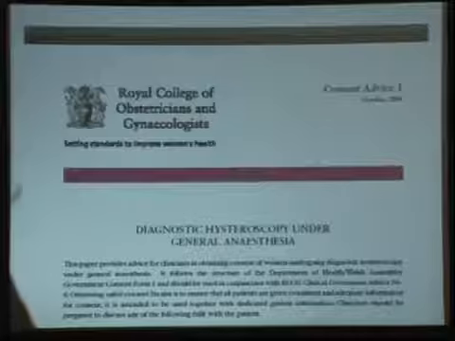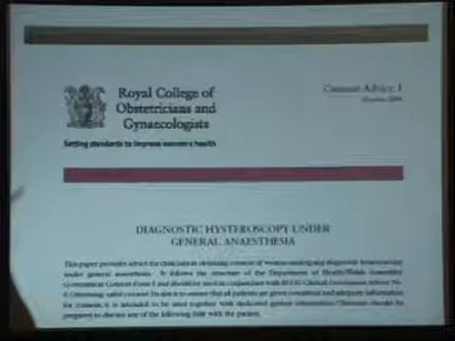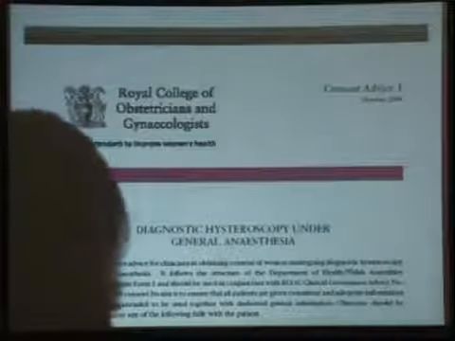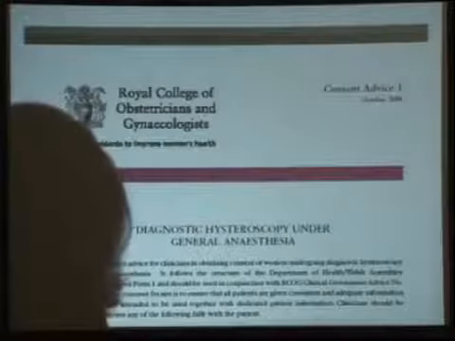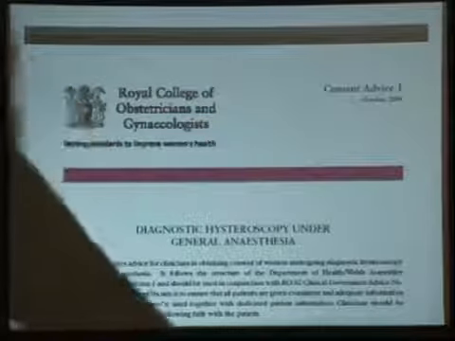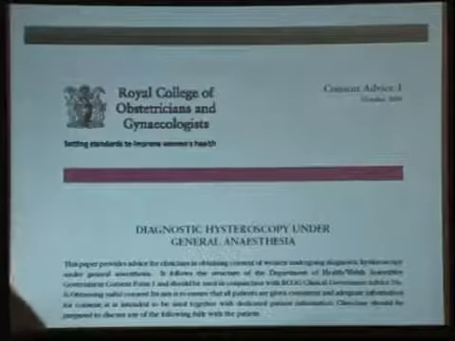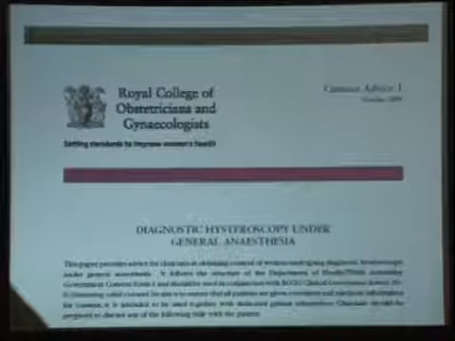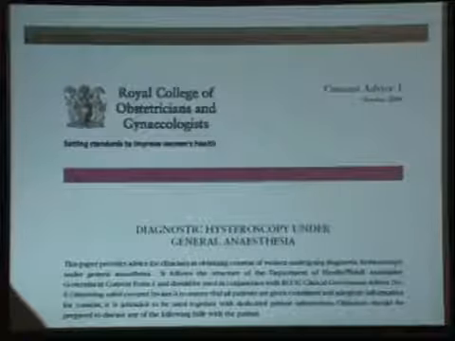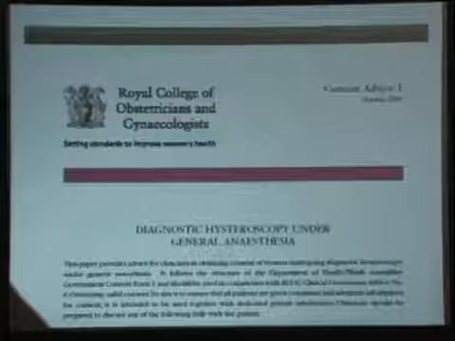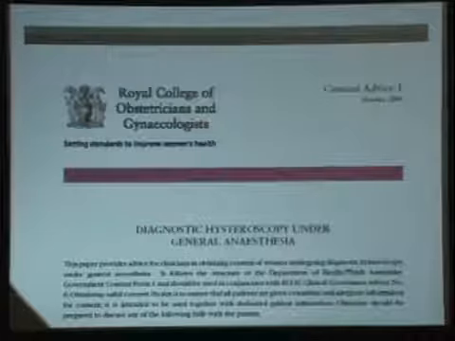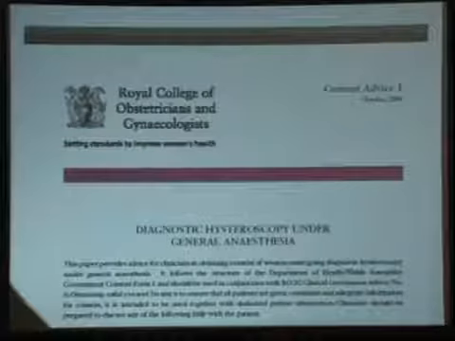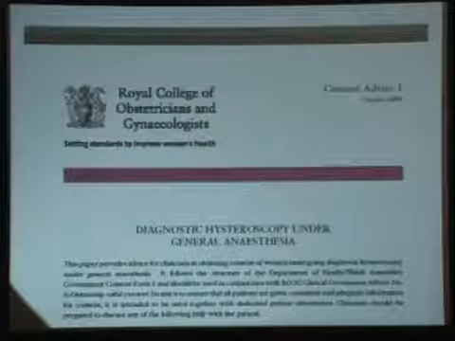Now, there's an RCOG consent advice 1, which tells you how to take a consent for hysteroscopy. These are standard consent forms for all procedures, in which they tell you what the procedure is, why you are doing it, what the other procedures are, what the intended benefits are, what the complications are, the frequently occurring complications, and the serious complications, which you have to tell your patient whenever you're taking up the patient for any procedure.